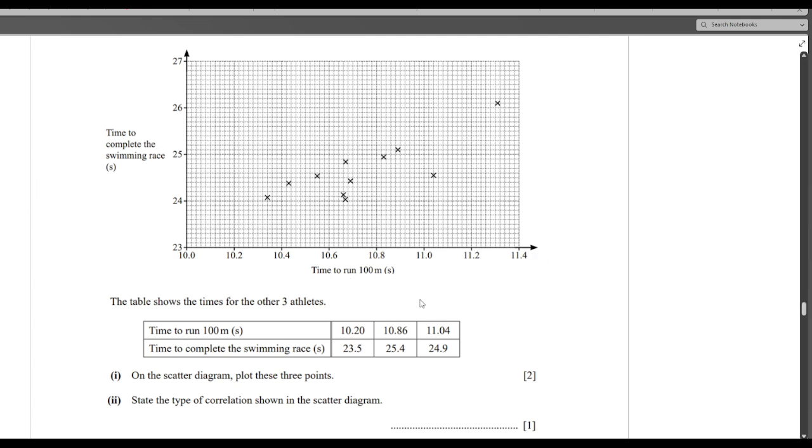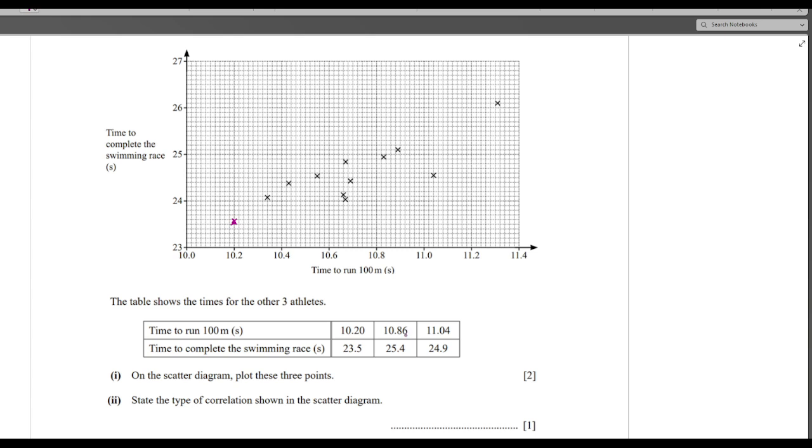Time to complete swimming and time to complete the run. So if the time to complete the run is 10.2, the time to complete swimming is 23.5. So 23.5 is midway, 1 2 3 4 5. So this is 1 point. I will show it by a cross. So for time to run 10.2, the time to complete swimming is 23.5.